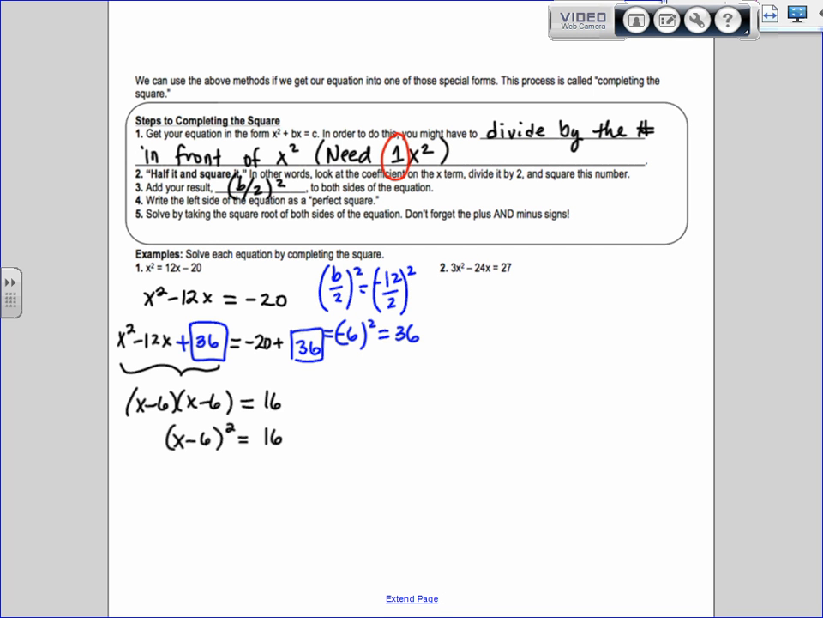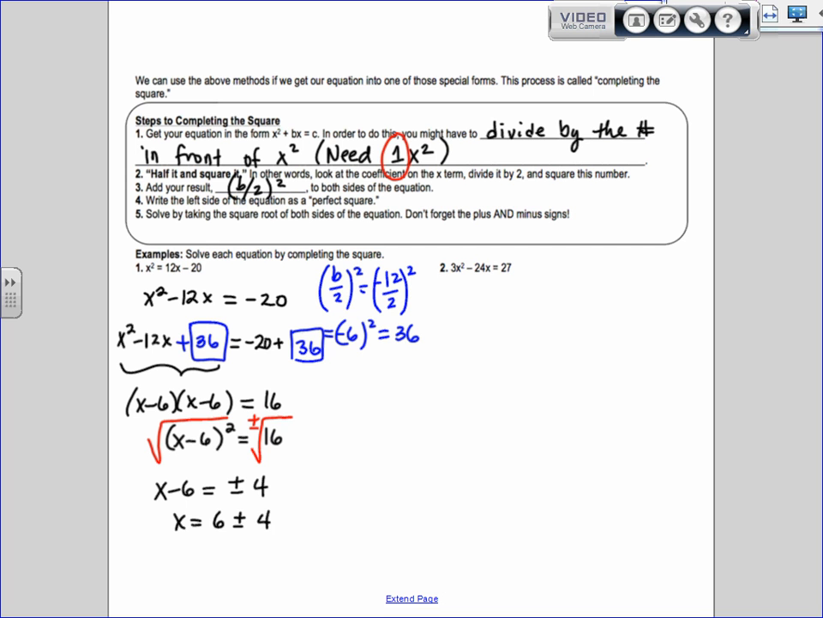Do you guys understand what we're going to do next? Now we're going to take the square root, write plus or minus, and so on. So I'm going to take the square root of both sides. I'm going to write my plus or minus. So I get x minus 6 equals plus or minus 4. I add the 6.